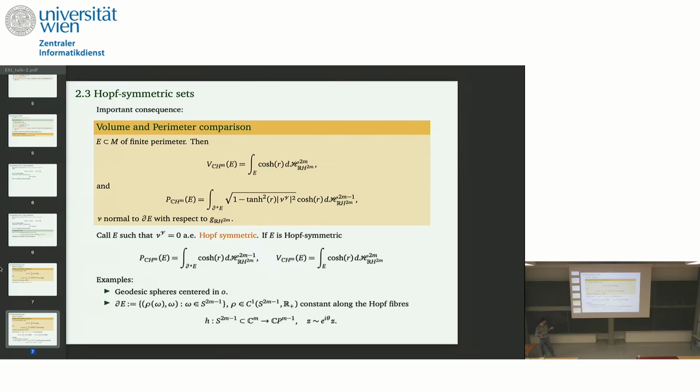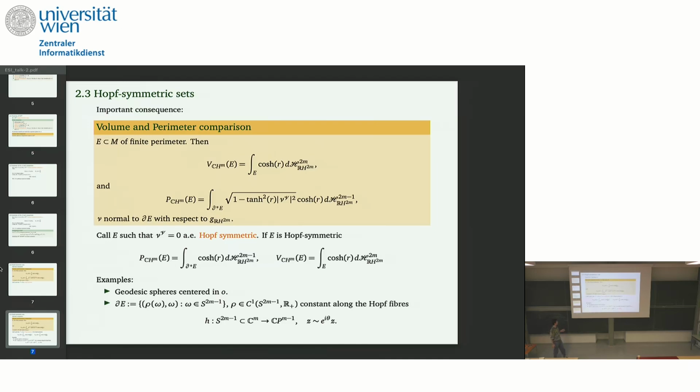In particular, if that's the case, that's nice, right? Because now we have that the perimeter of E, if it's symmetric, is exactly the perimeter and the volume in the real hyperbolic space with the same density. So we transform a problem in the complex hyperbolic space with complex direction, anisotropy, etc., into a weighted problem in the real hyperbolic space, a space which we can control much better.